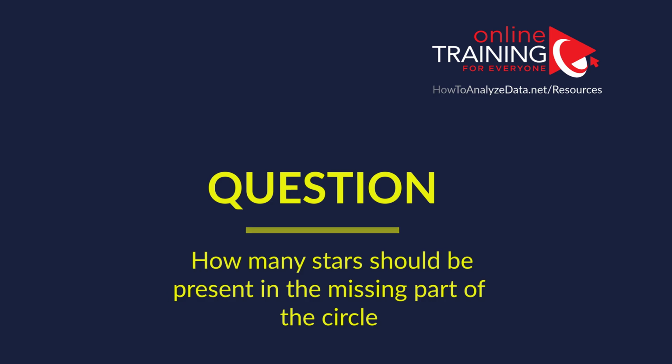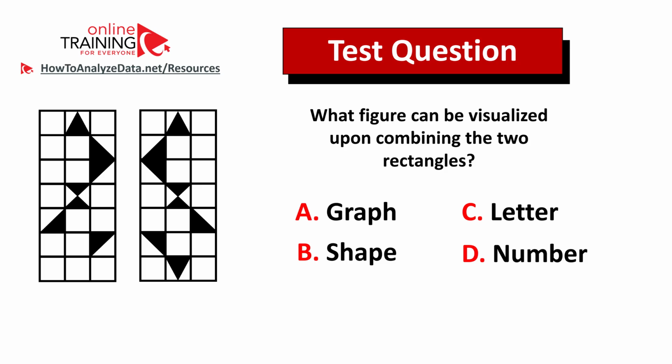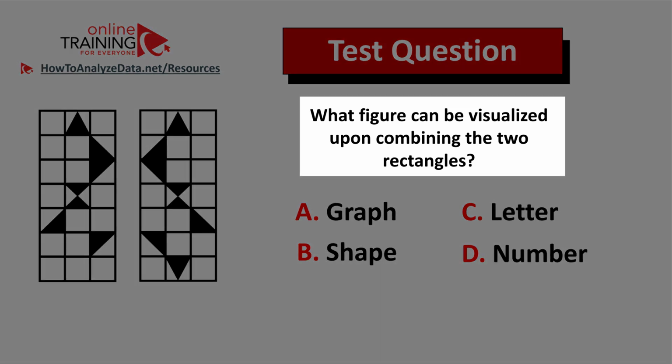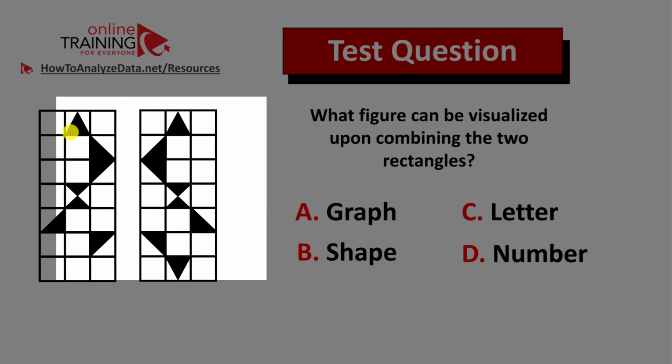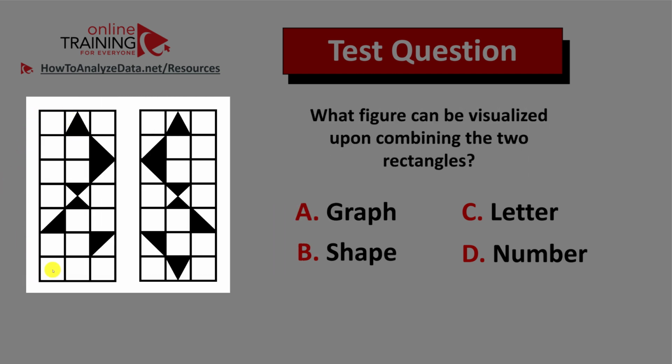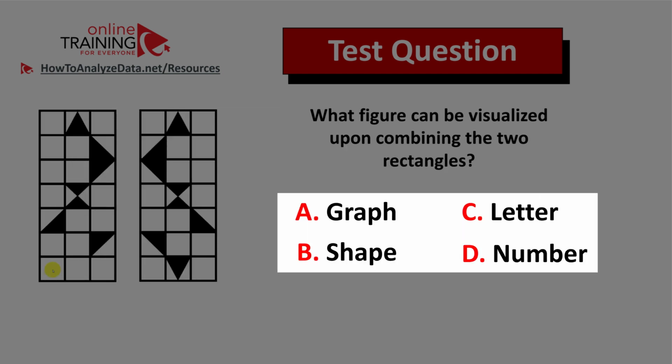Let me share with you a tricky question from the test. I have confidence, though, that you might figure out the answer. Here's the question. What figure can be visualized upon combining the two rectangles? And you have two rectangles on the left. Both of the rectangles are 7 by 3, and you have 4 different choices.